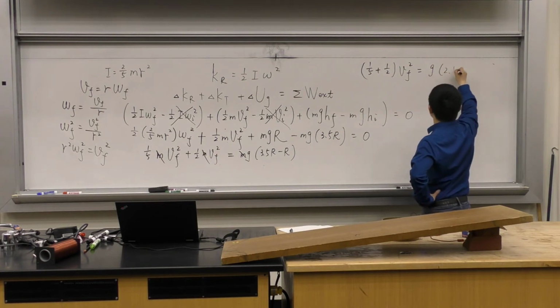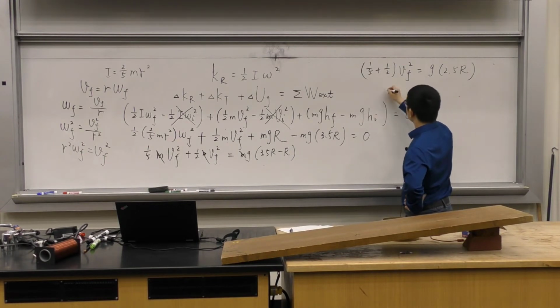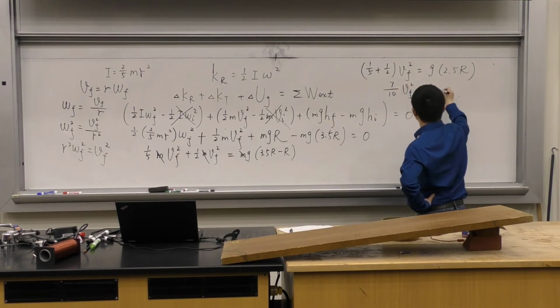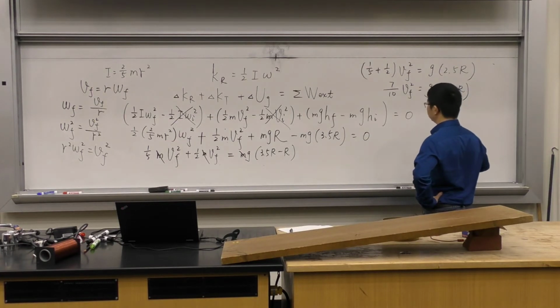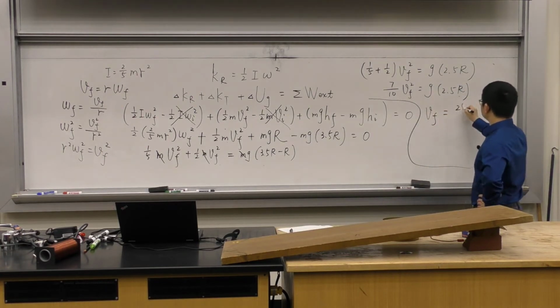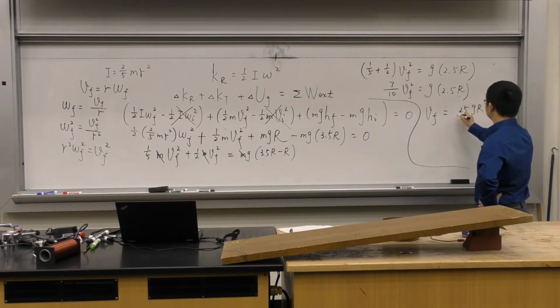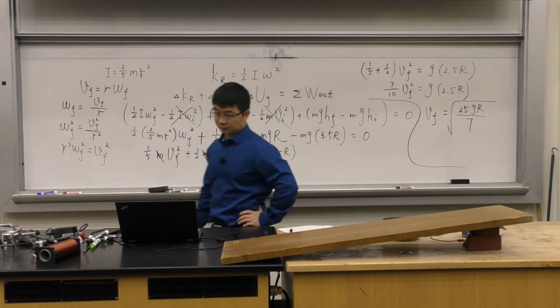g times 2.5 R. And then, well, you don't even need to calculate. This is going to become 7/10 Vf squared equals g 2.5 R. Right? And then you rearrange this equation. You will get Vf equals the square root of 25 g R over 7. Okay? So that's going to be B, right?